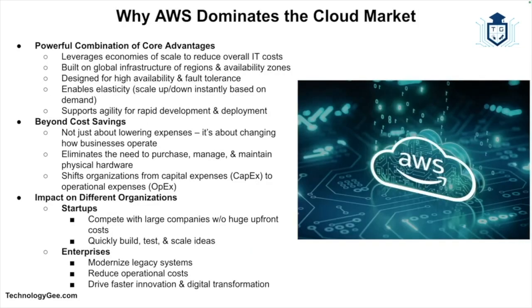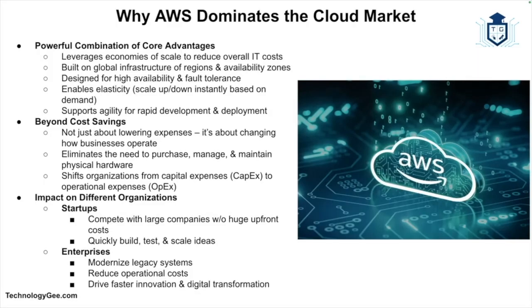All right, so exactly why does AWS dominate the cloud market? When you combine all these benefits, we're talking about economies of scale, global infrastructure, high availability, elasticity, and agility, then you can start to see why AWS is such a dominant force in the cloud computing space. It's not just about saving money, although that is a big part of it. It is about transforming how organizations operate.